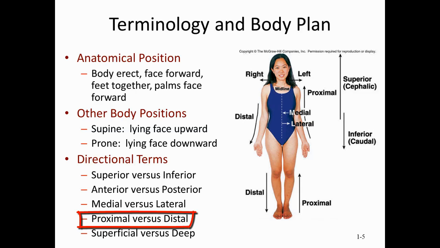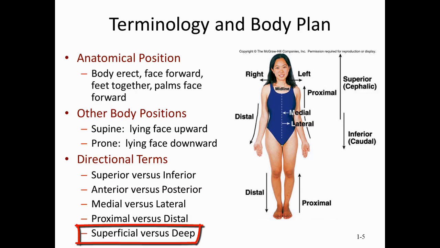Now, we want to use proximal and distal when we're talking about extremities. So arms and legs. Think proximal and distal when you're thinking arms and legs. So for instance, the elbow is proximal to the wrist. And don't forget, this is all in anatomical position. So the elbow is proximal to the wrist because the elbow is closer to the body than the wrist. Now the wrist would be distal to the elbow because it's farther away from the body. Again, in anatomical position.